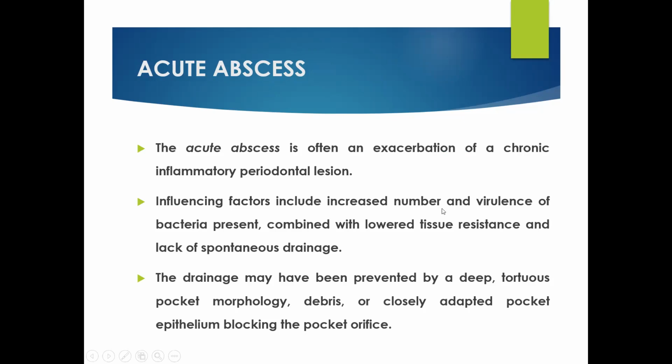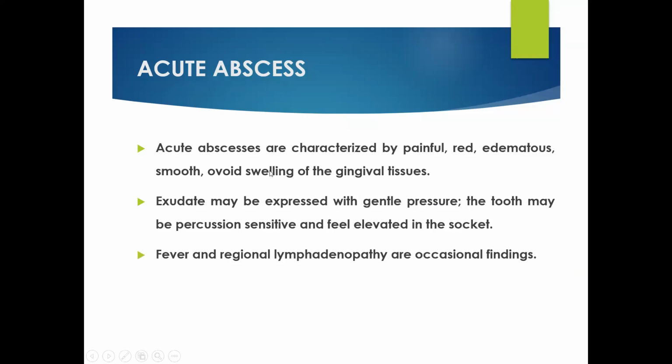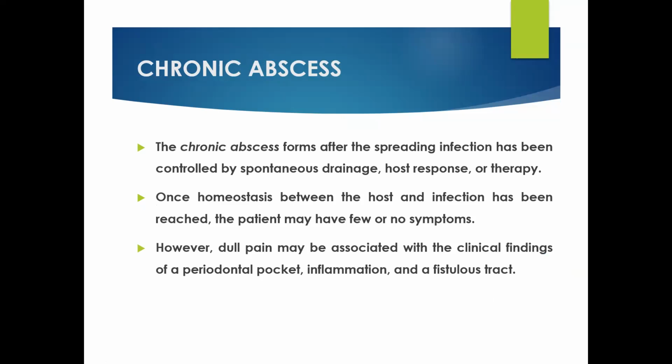Influencing factors include the number and virulence of bacteria present, combined with lowered tissue resistance and lack of spontaneous drainage. The drainage may have been prevented by deep tortuous pocket morphology, debris, or closely adapted pocket epithelium blocking the pocket orifice. They are usually painful, red, edematous, smooth, and ovoid. Exudate may be expressed with gentle pressure, and the tooth is sensitive to percussion and feels elevated in the socket. There may be accompanying fever and lymphadenopathy.